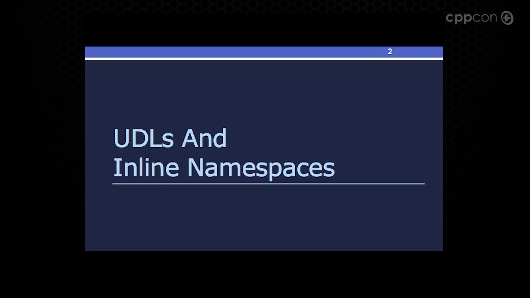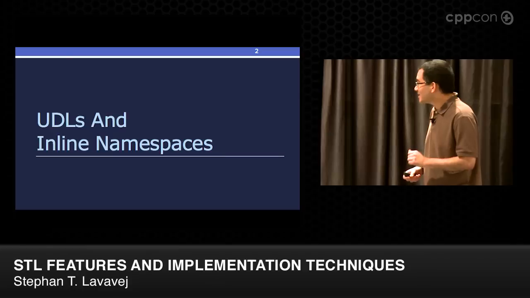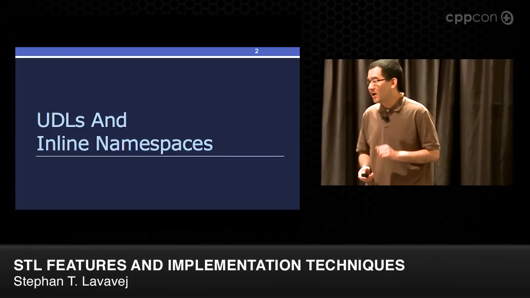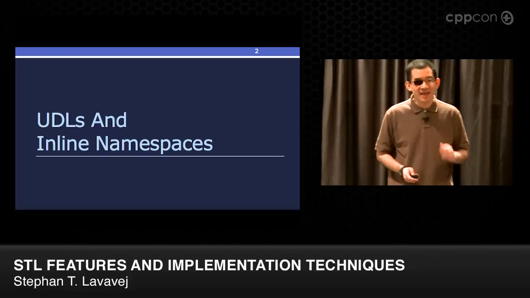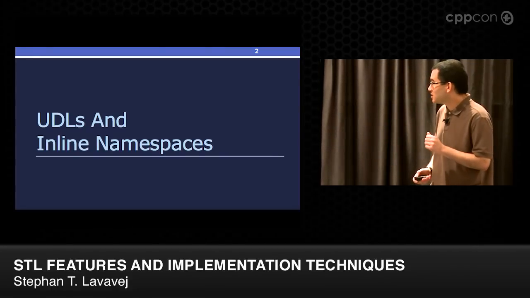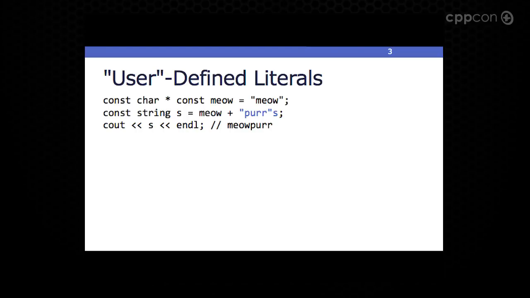OK, so first thing, I'm going to start off pretty simple before I get to things that blow your mind. Let's look at user-defined literals and inline namespaces. These are 2 core language features that work together. These core language features are in C++11, but there was no standard library support until C++14, and then that was added. So let's look at usage of the standard user-defined literals.